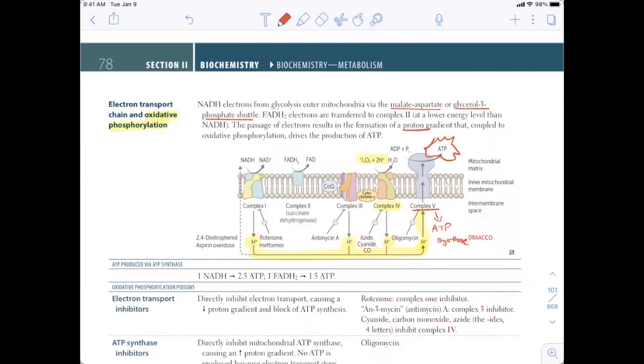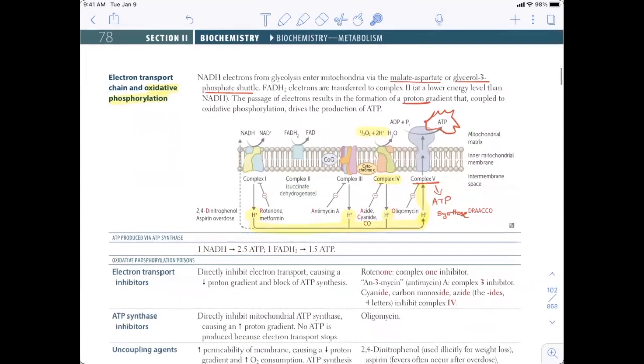So ultimately, at the end of the day, remember that 1 NADH gives you about 3 ATP, and 1 FADH2 gives you about 2 ATP. So when you add it together, that's how you end up with 30 plus ATP, and the job is done.